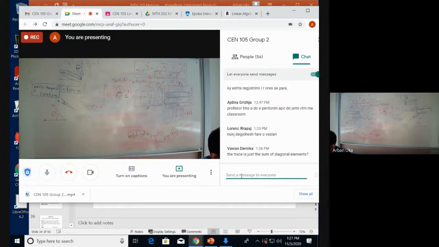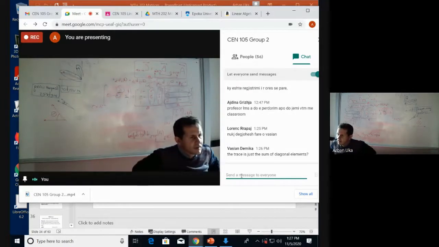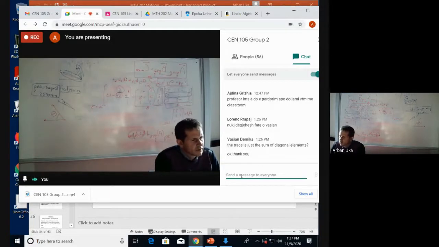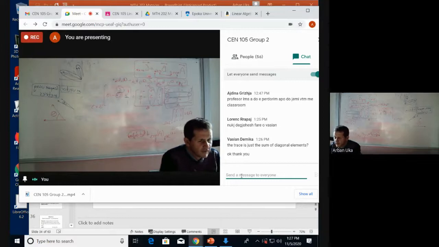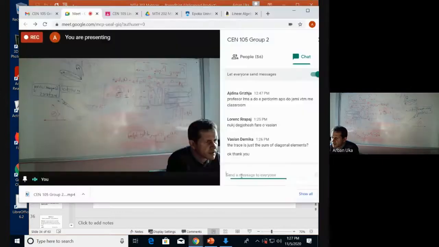That's true. So the trace is just the sum of diagonal elements, but it is defined only for square matrices. For example, for this matrix C, the trace is just 3, what we see here in the slide. Wait a second, am I sharing my screen? I think I am.